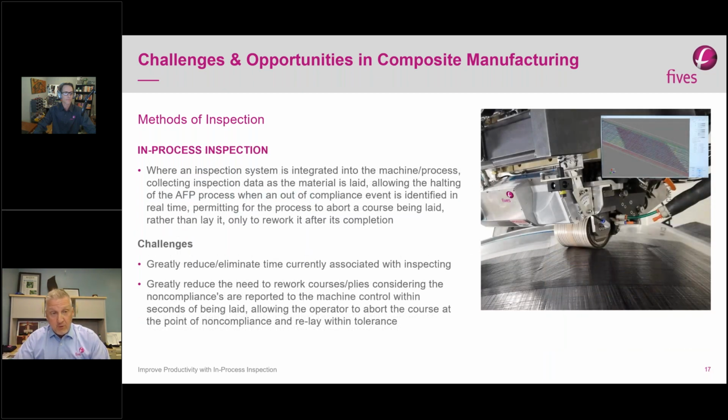The third, which is what we're here to talk about, is in-process inspection. In-process inspection is a system that's mounted to the machine. It's integrated into the machine. It's able to detect as defects or non-compliances happen. It's able to stop the machine, inform the operator, send a message to the control, and give them options to stop the process.